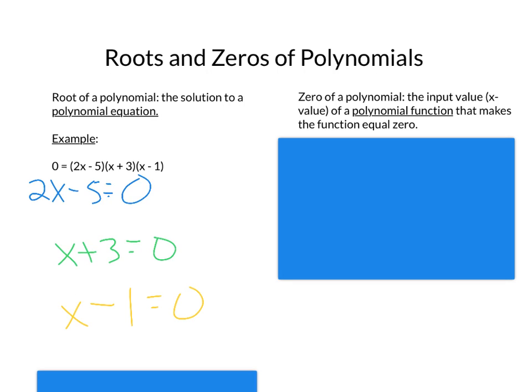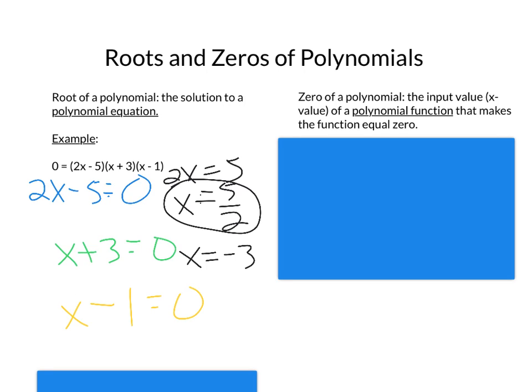Looking at the first one, I'd start off by adding 5 and get 2x equals 5, and then divide by 2 to get x equals 5 halves. There's my first root. Looking at my second equation, all I have to do is subtract 3 and get x equals negative 3. There's my second root. And for my final and third root, x equals 1 when I solve my third equation. Take a moment to pause this video and copy down the example.